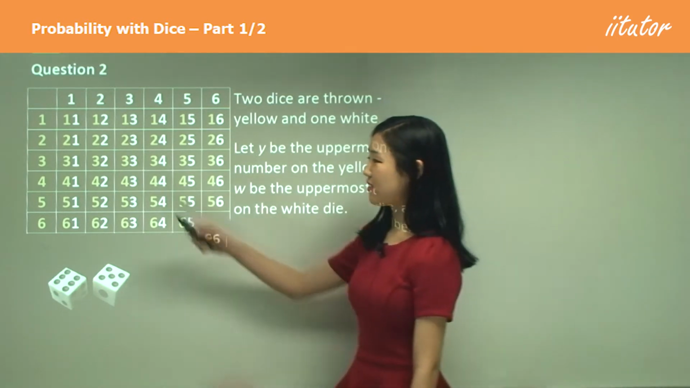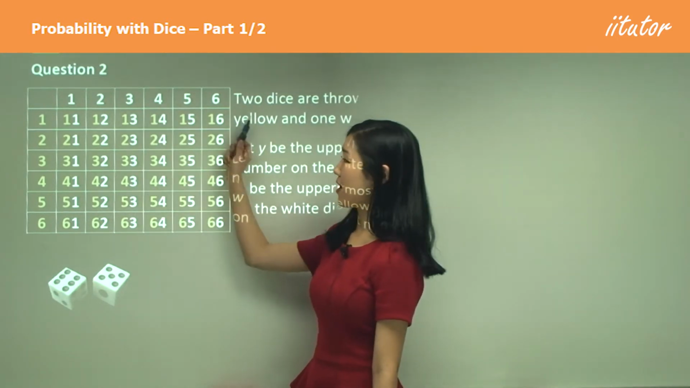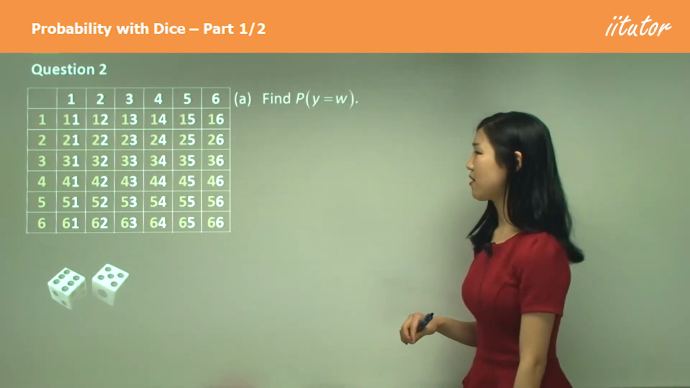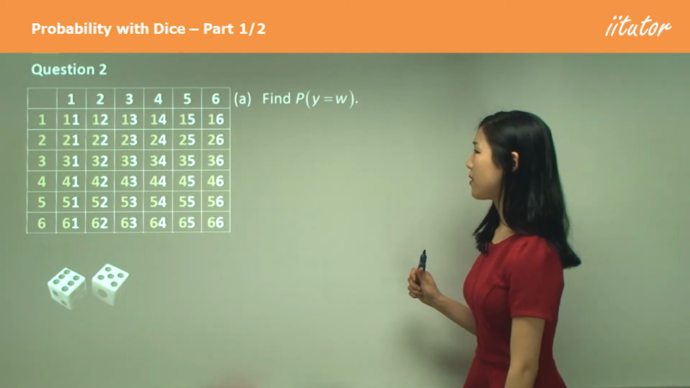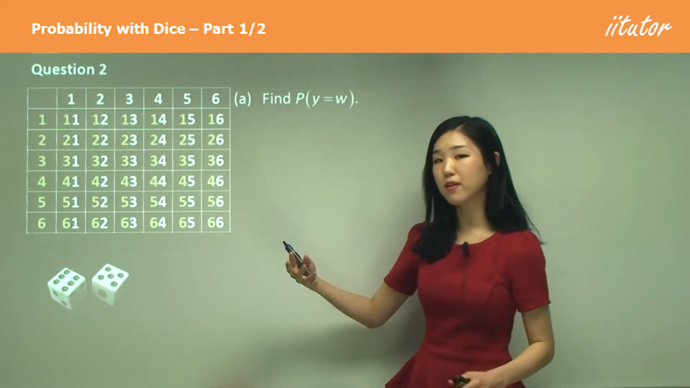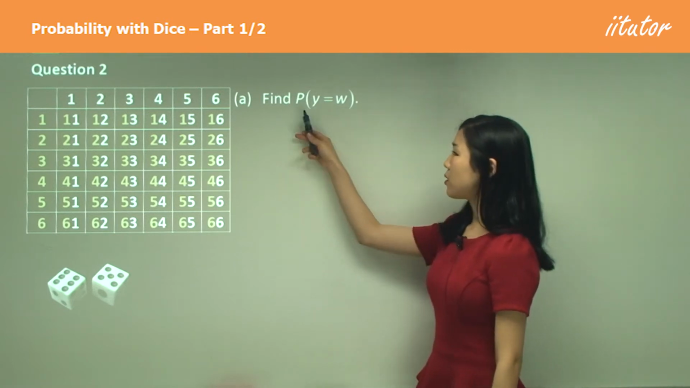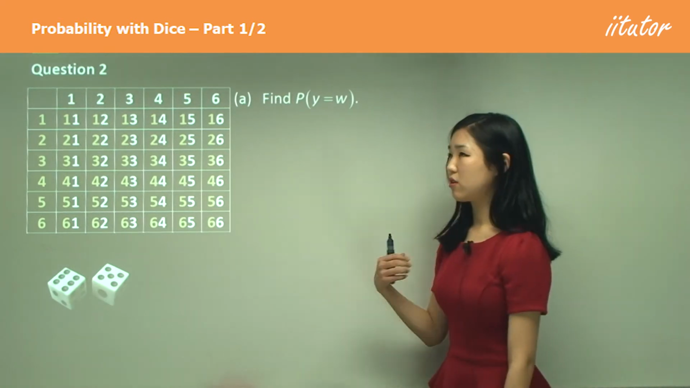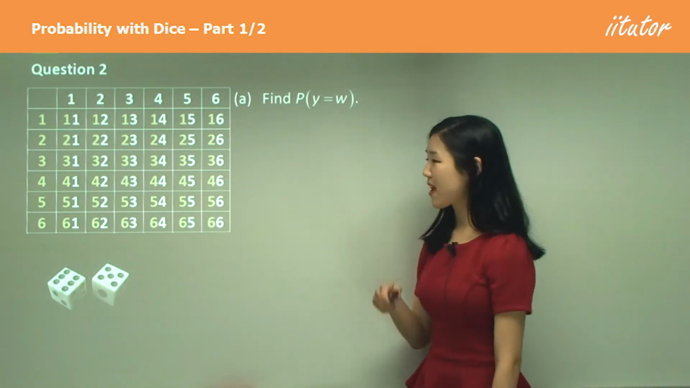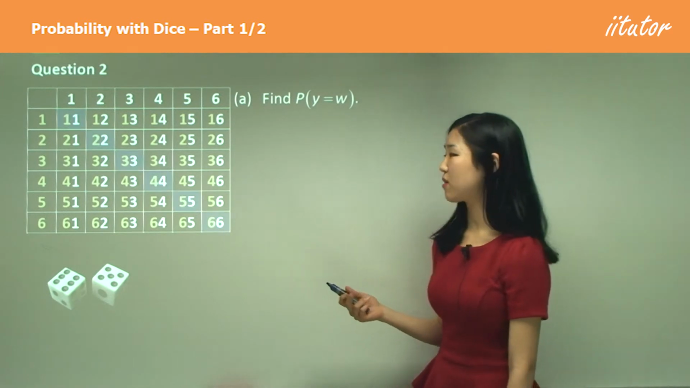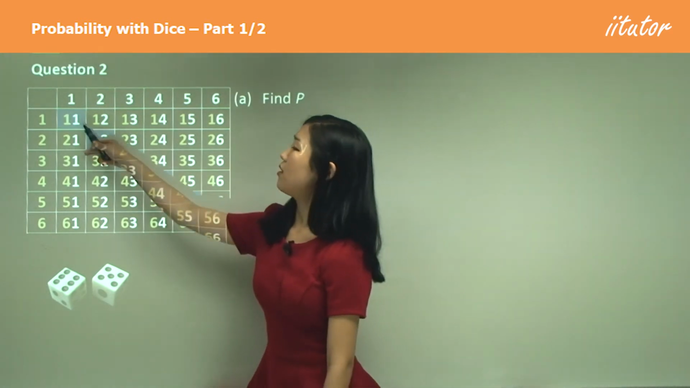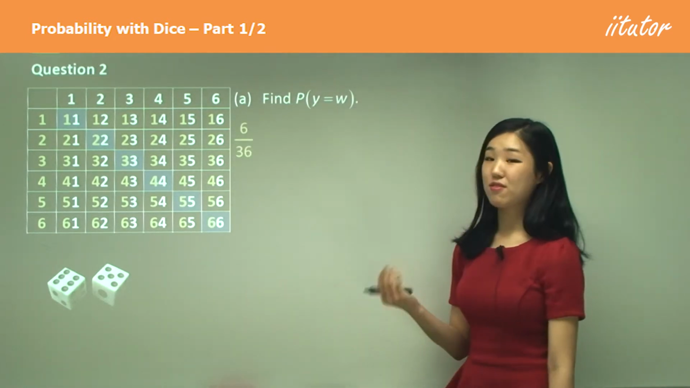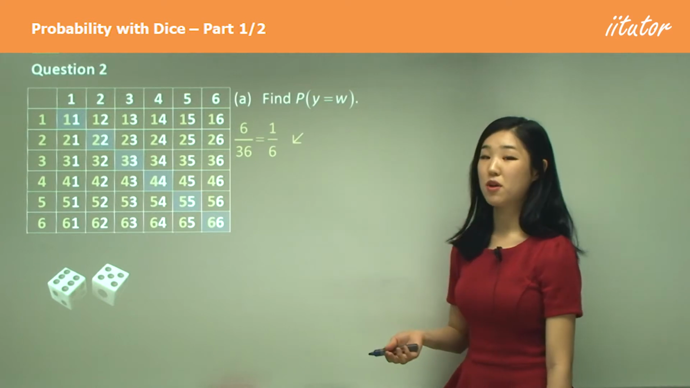So all I've done is the yellow is from 1 to 6, the white is from 1 to 6, and I've just written out all the outcomes inside the boxes. Starting from A, it says find probability, so P bracket means probability of, so just don't forget that. So probability of Y, the yellow, equaling the white. When yellow equals white, just pick out the outcomes. And this one's really obvious because you can see these ones, the yellow equals the white. They have the same outcome. And you can see it's 6 out of the 36, so you simply simplify it to 1 over 6.